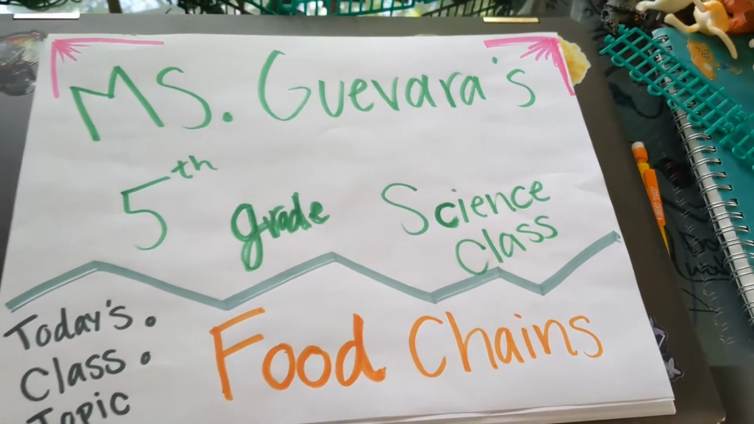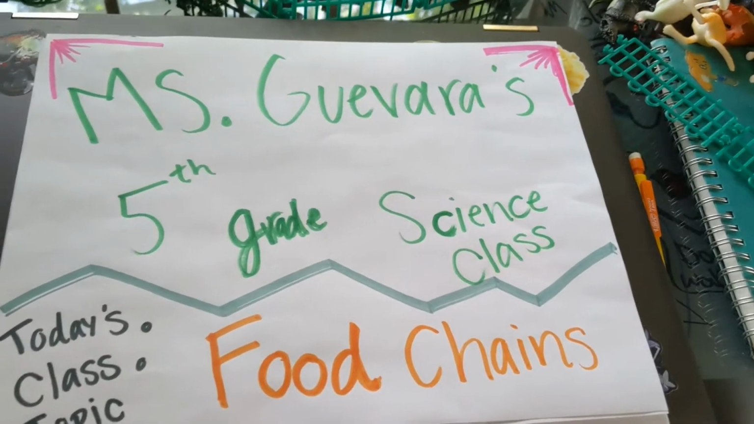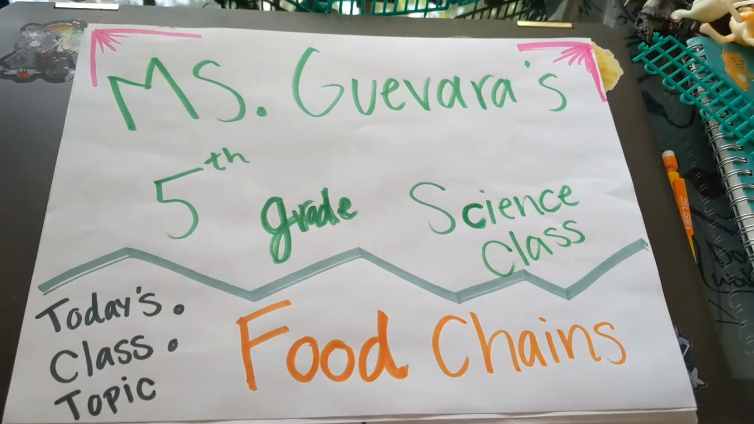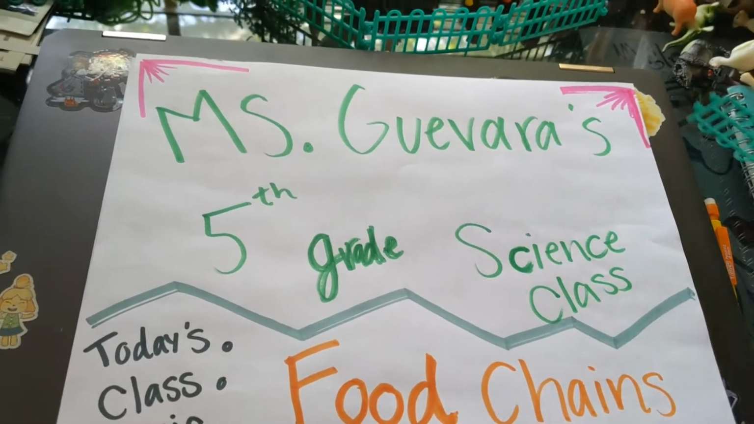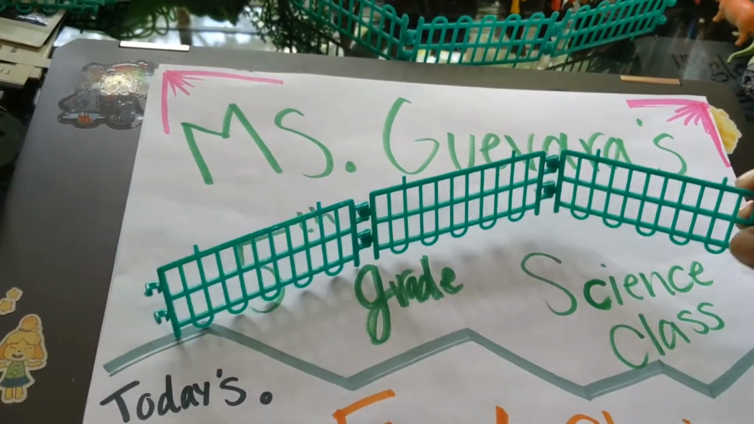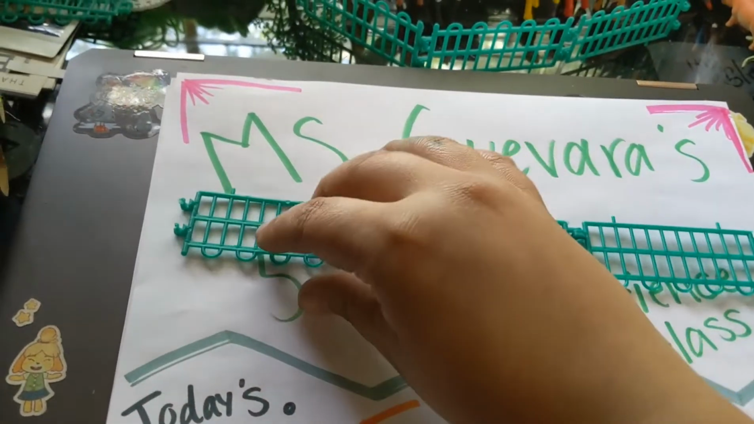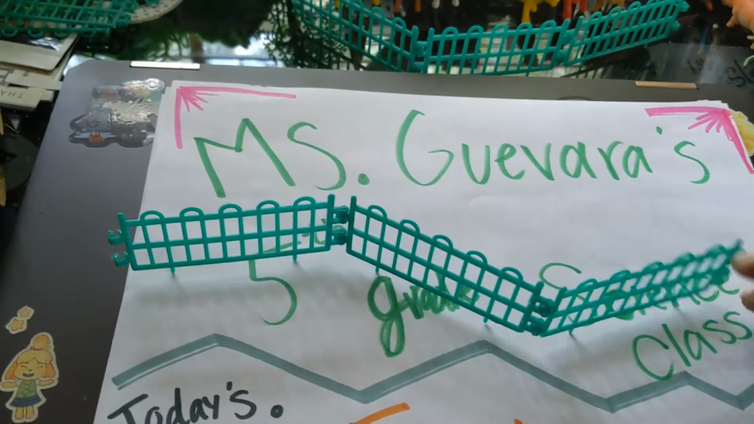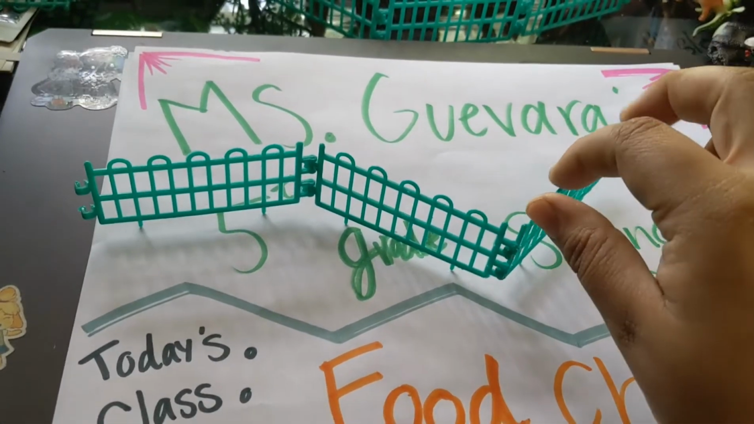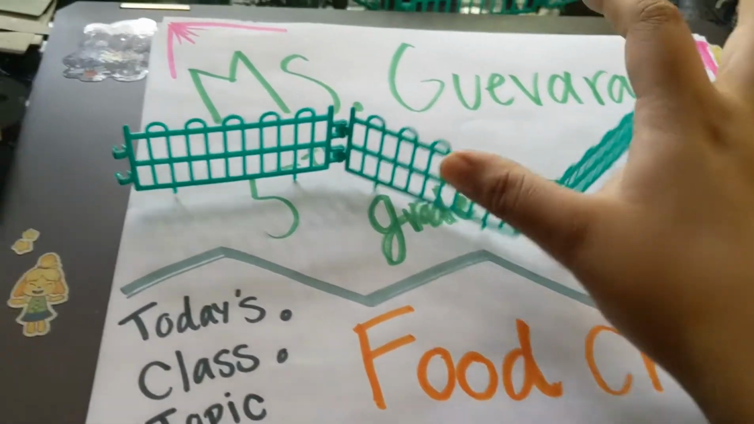Today's class topic is food chains. Now, if you were here with me, I would be asking you, what do you think a food chain is? When I think of food chain, I think kind of like a necklace that has different pieces. Well, it's not a necklace, but it's a chain. It has different pieces connected together. And now we're going to get started and see how chains and food come together, okay?